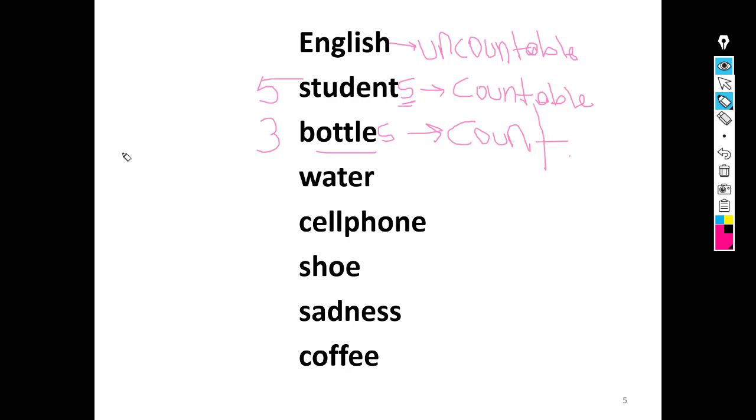Good. Water. Can we count water? 1 water, 2 waters, 3 waters? It's not logical, right? So can I say a water? No. Can I say waters? No. Is it countable or uncountable now? We cannot say waters. So it is an uncountable noun.